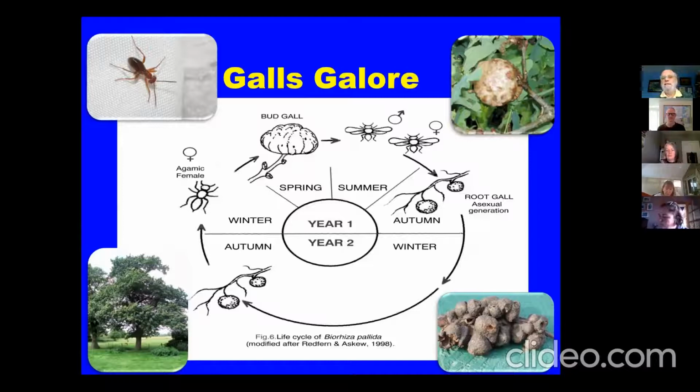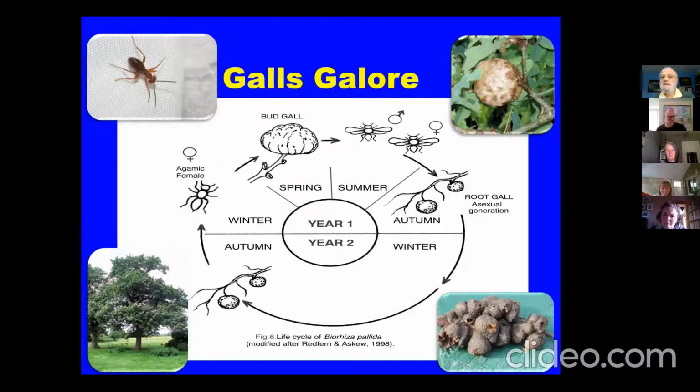asexual female. And a lot of gall wasps have these two generations. They have a sexual generation, males and females, and they have an asexual generation, females that reproduce by parthenogenesis, and they don't need to mate with males. And those little wasps are about 4 or 5 millimeters long. They actually crawl from the roots right up the tree, along the branches and the twigs to the outer buds, and lay their eggs, which then develop into the well-known oak apple gall.